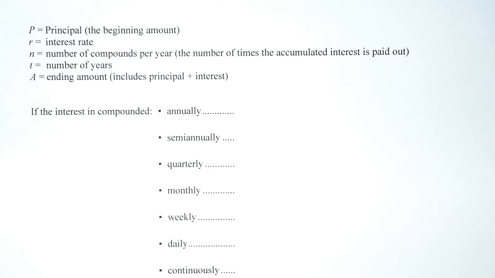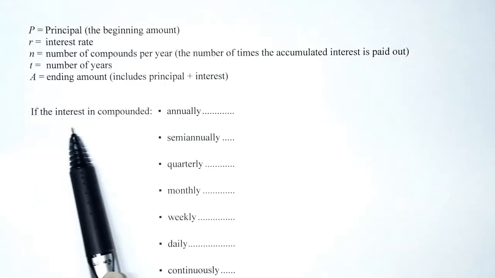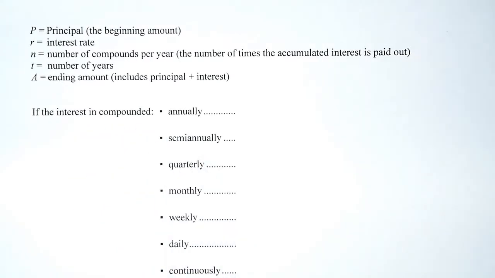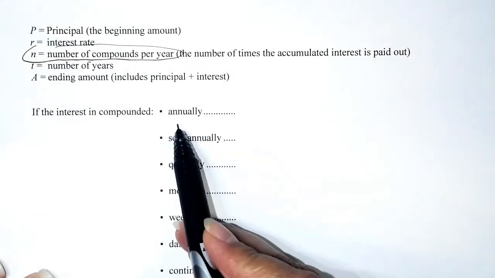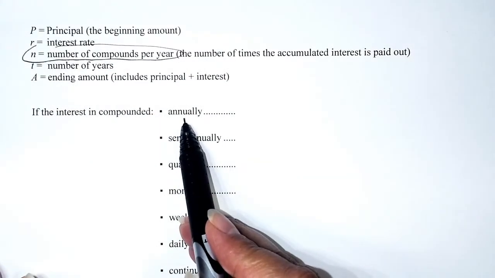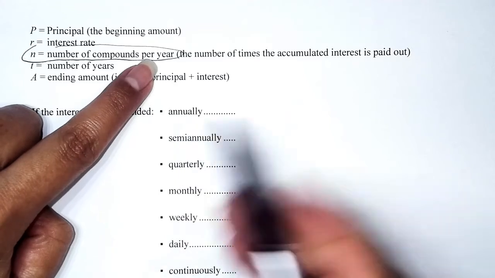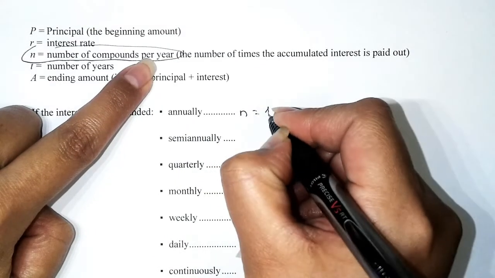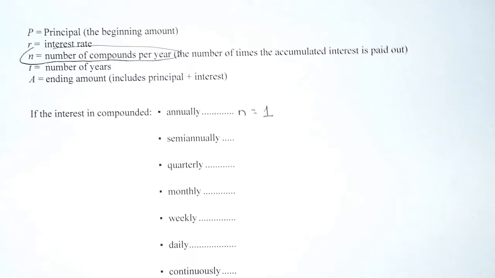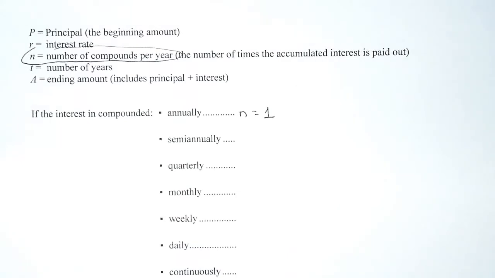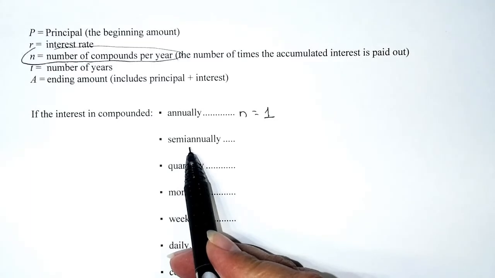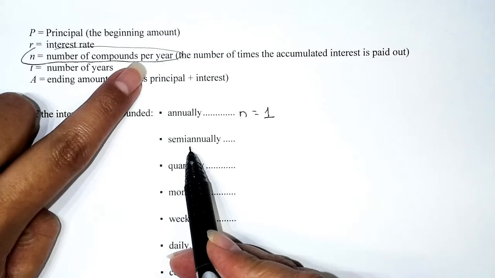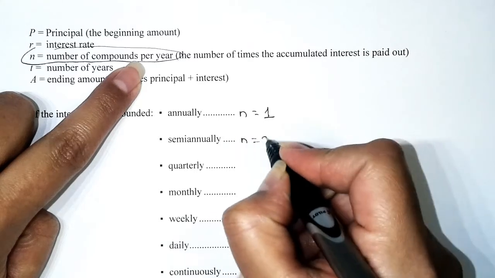If a problem says the interest is compounded annually, remember n is the number of compounds per year. So how many times do they pay out the interest per year? If they do it annually, they're only going to pay the interest once per year. So if they say interest is compounded annually, that is code for n equals 1. If they say interest is compounded semi-annually, that is code for they're going to pay the interest twice per year, so we have n equals 2.